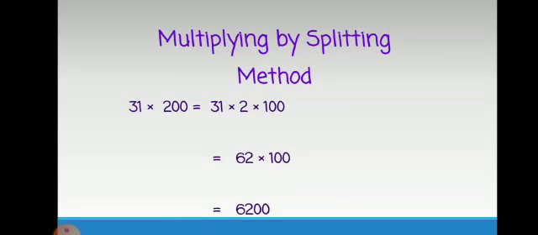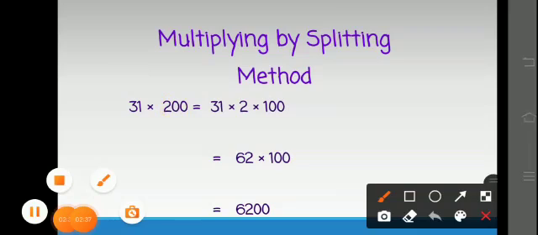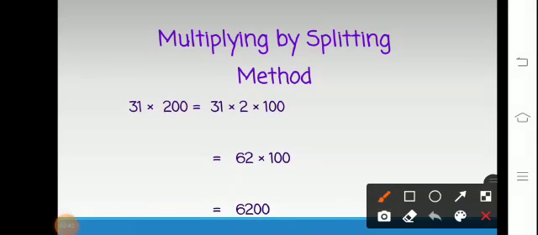Now we are multiplying a number by the splitting method. As you can see, we want to multiply 31 with 200. How can we multiply it? There is no need to write a long multiplication. Just split 200 into two numbers, which are 2 and 100. When you multiply 2 with 100, you ultimately get 200. So we just split 200 into 2 and 100.